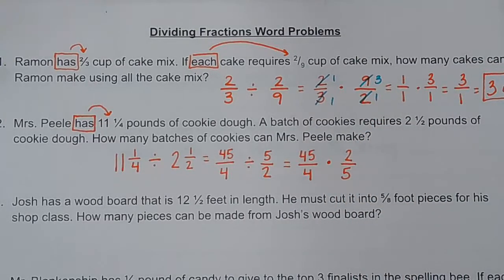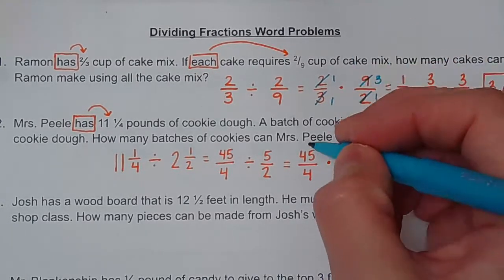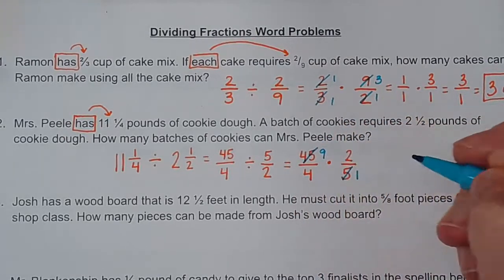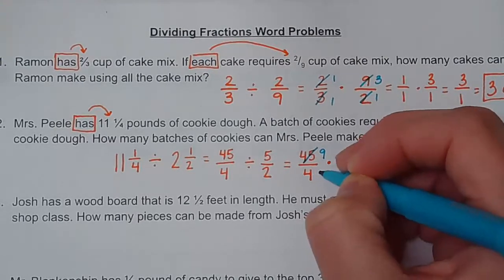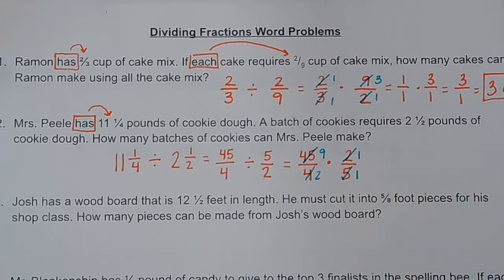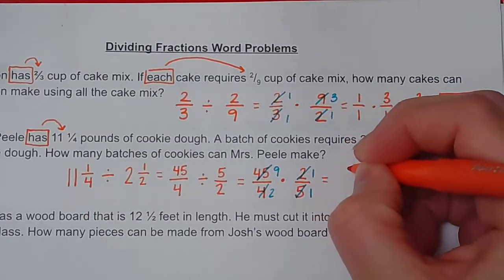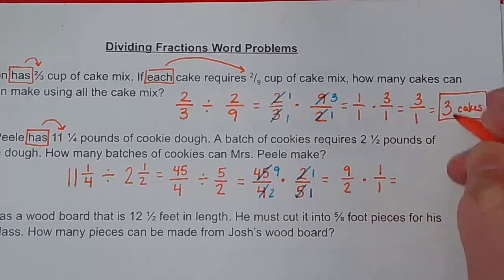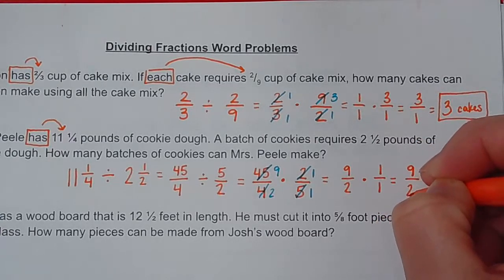Okay? Once again, there's some cross canceling that I can do. What goes into 5 and 45? Obviously, that would be 5. 45 divided by 5 is 9. 5 divided by 5 is 1. What goes into 2 and 4? 2. So that would be a 1 and a 2. So now when I rewrite this, I've got 9 over 2 times 1 over 1. 9 times 1 is 9. 2 times 1 is 2.